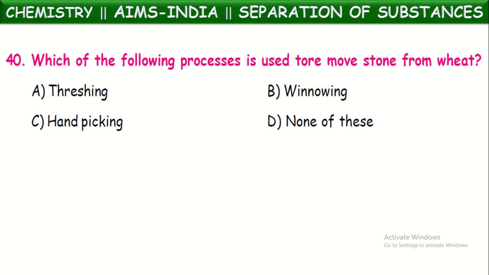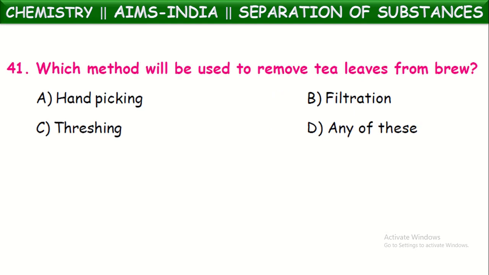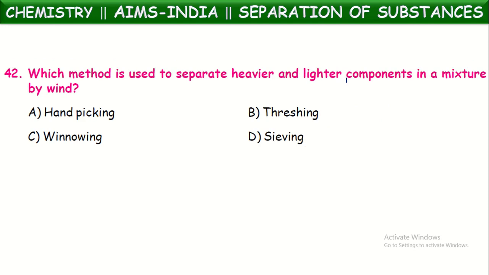Next one. Which of the following processes is used to remove stone from wheat? Even from the wheat, stones are separated by using the hand picking process, just like how stones are removed from rice. Next one. Which method will be used to remove tea leaves from brew? Tea leaves are removed from decoction or brew by the process called filtration. Isn't it? Filtration.